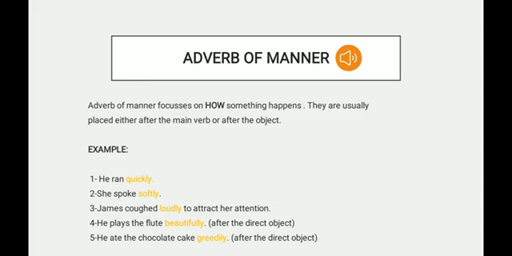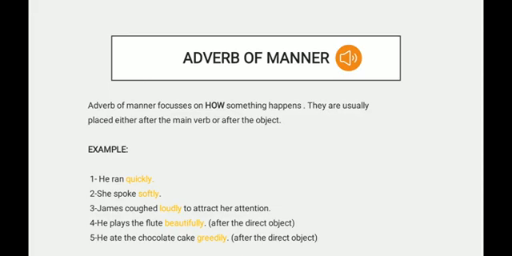Let us come to the first example: he ran quickly. Quickly is an adverb of manner because it shows how he ran. Second, she spoke softly. How did she speak? She spoke softly. James coughed loudly to attract her attention. How did he cough? You always ask the question how when you are talking about the adverb of manner. He coughed loudly.